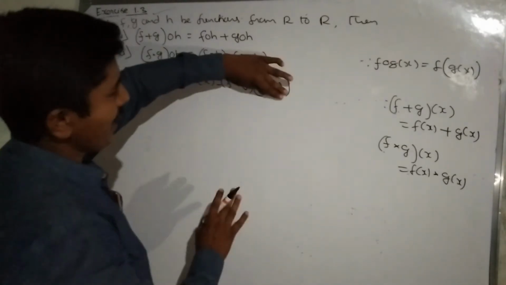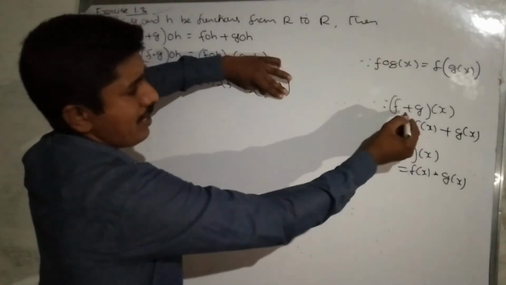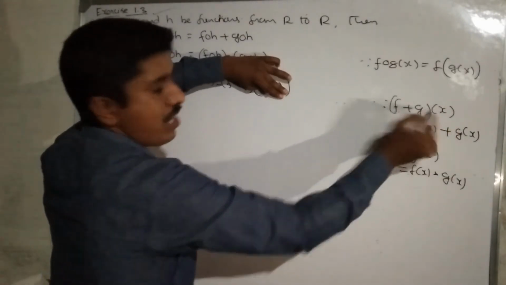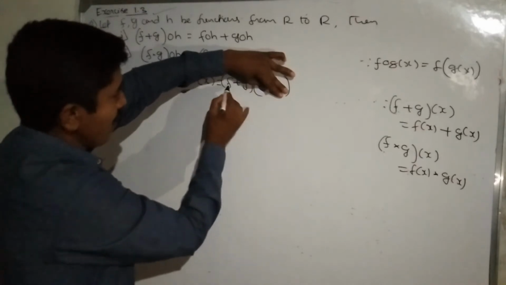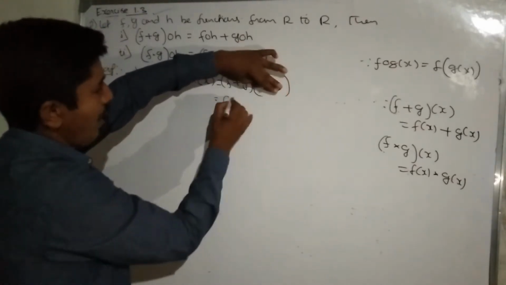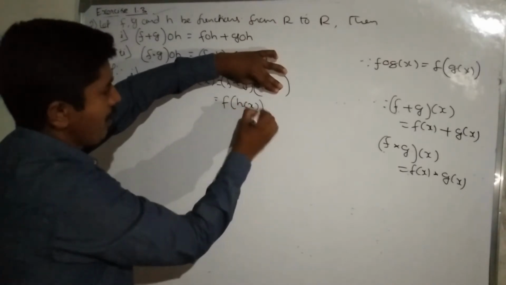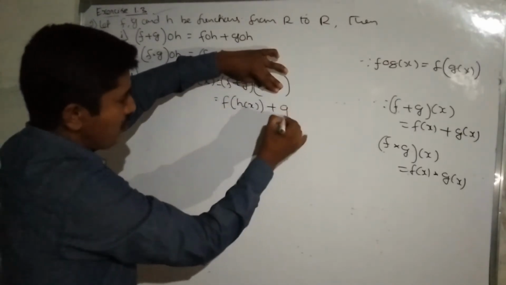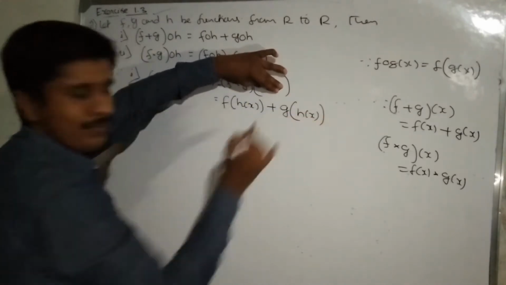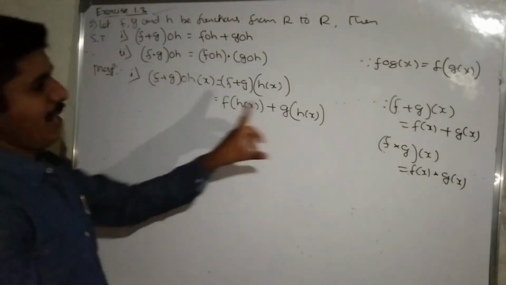Next, consider this as x. I am applying this condition: (F plus G) of x can be written as F of x plus G of x. Here x is H of x, so F of H of x plus G of H of x. Got it.